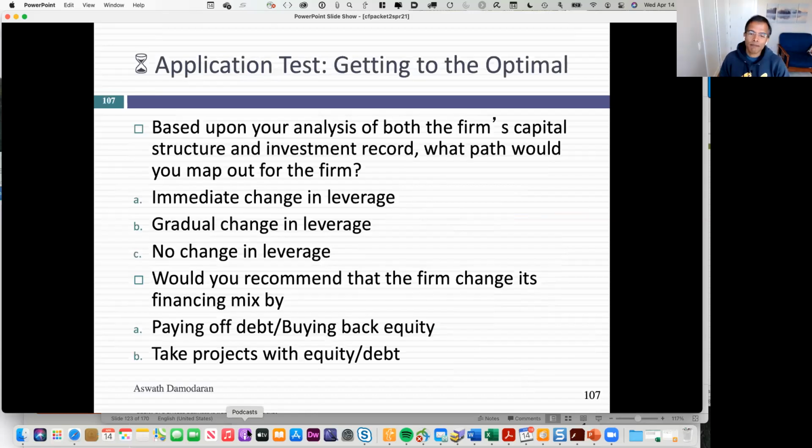So look at your company. First make the judgment. Should I change the debt ratio quickly? Do I have time as my ally? Should I leave them as is? And then ask a follow-up question. Should I take projects or should I recapitalize? And that answer is going to depend first on how urgent your move has to be, and also what kind of projects you have.